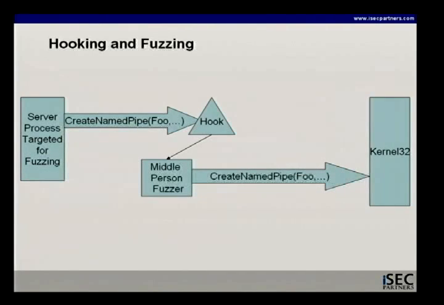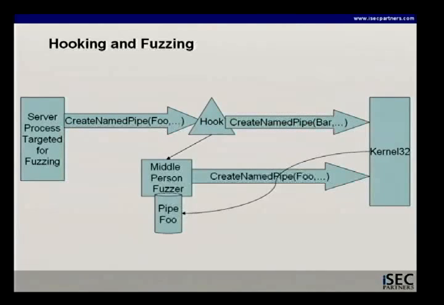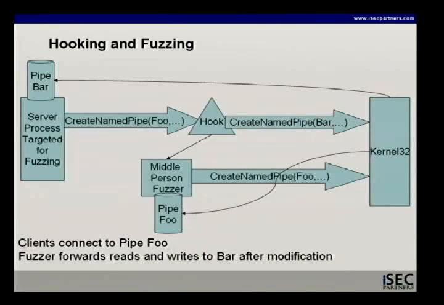What the middle person fuzzer does is it goes ahead and creates the named pipe that the server wanted. So it says, hey, kernel32, can I have a named pipe called foo? Sure, says the kernel. Then the hook says, all right, I'm going to just change the name of the pipe that we create on behalf of the server to bar. And then the operating system gives the actual server back a different pipe. Now the server doesn't know that it's been given the wrong pipe. It just thinks that, oh, my call succeeded.